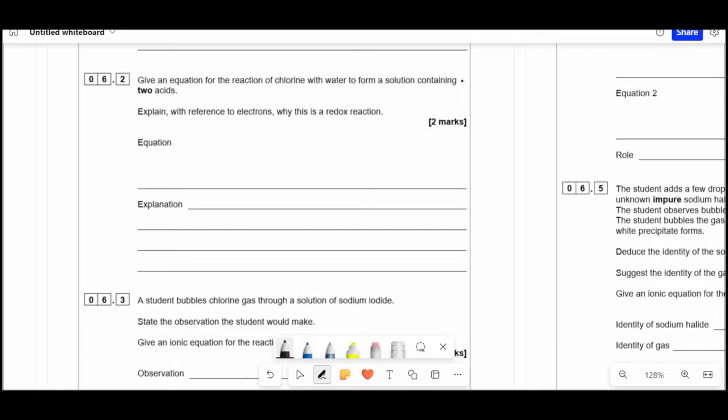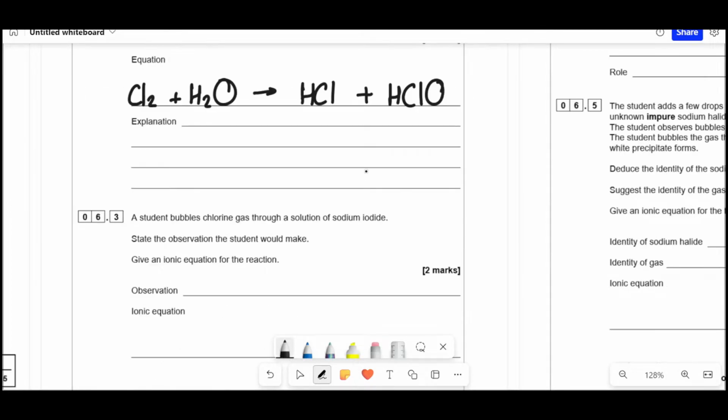Give an equation for the reaction of chlorine with water to form a solution containing 2 acids. So an acid is a proton donor. It's anything that can make an H+ appear on the other side. Don't just say proton donor. Actually understand that that's what that means. So the things that you should be familiar with are HCl, and the other option is HClO. So we must have HCl on this side plus HClO. We're reacting Cl2 with water because they've told you in the question. So that's that.